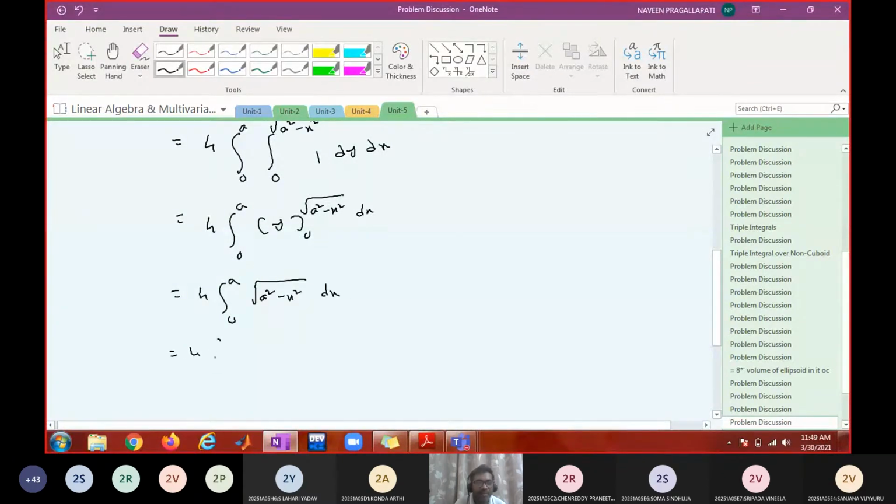So this is 4 times x by 2 root of a square minus x square plus a square by 2 sin inverse x by a from 0 to a. So again this is 4 times 0 plus a square by 2 into pi by 2 minus the lower limit, which is 0. So this is pi a square.